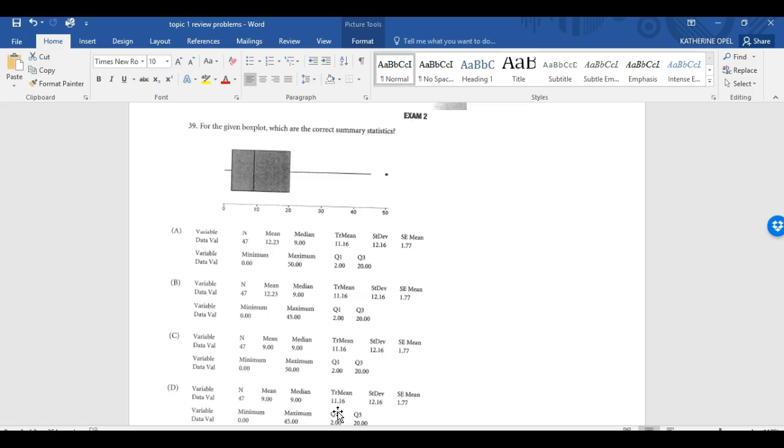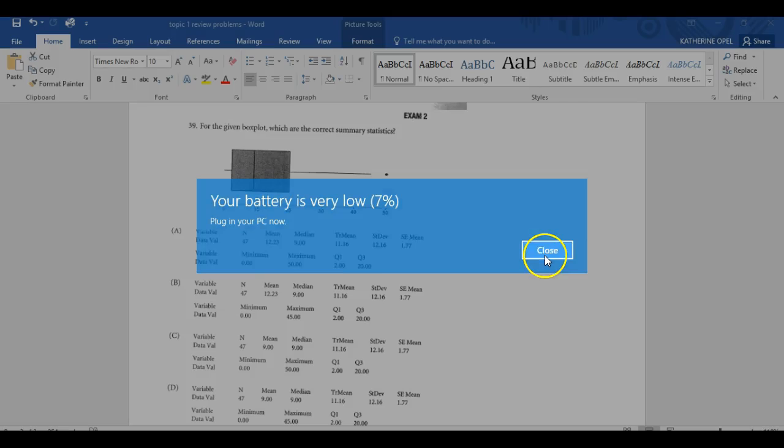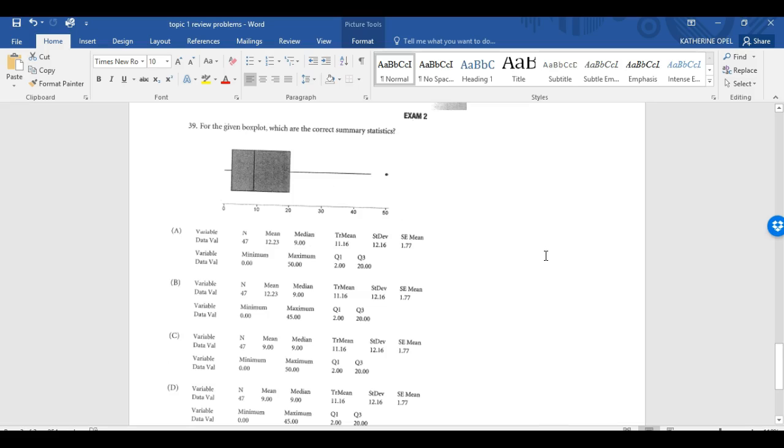Okay, so the next thing we want to look at, we've looked at quartile 1, we've looked at quartile 3. We could look at the min and the max. If we look at the min and the max, I'm not certain that will help us much either. Our maximum is 50, our minimum is 0. 0, 50, 0, 45. Eliminate B, okay? 0, 50, 0, 45. Eliminate D. So we're in between A and C right now. Your maximum on an outlier is still going to be the maximum value, even if it's an outlier. Okay, so we're at A and C.